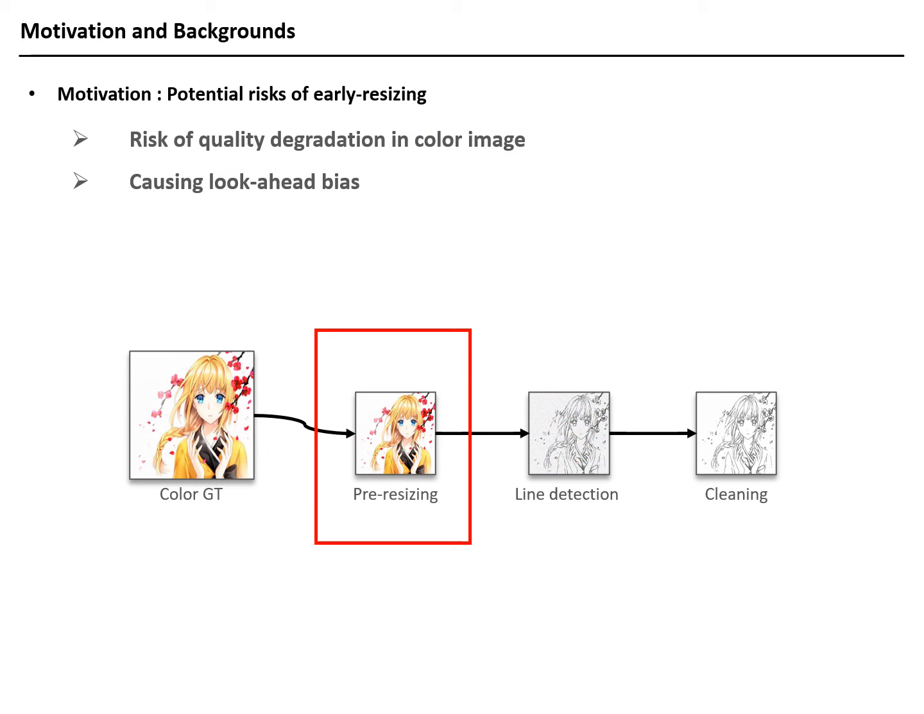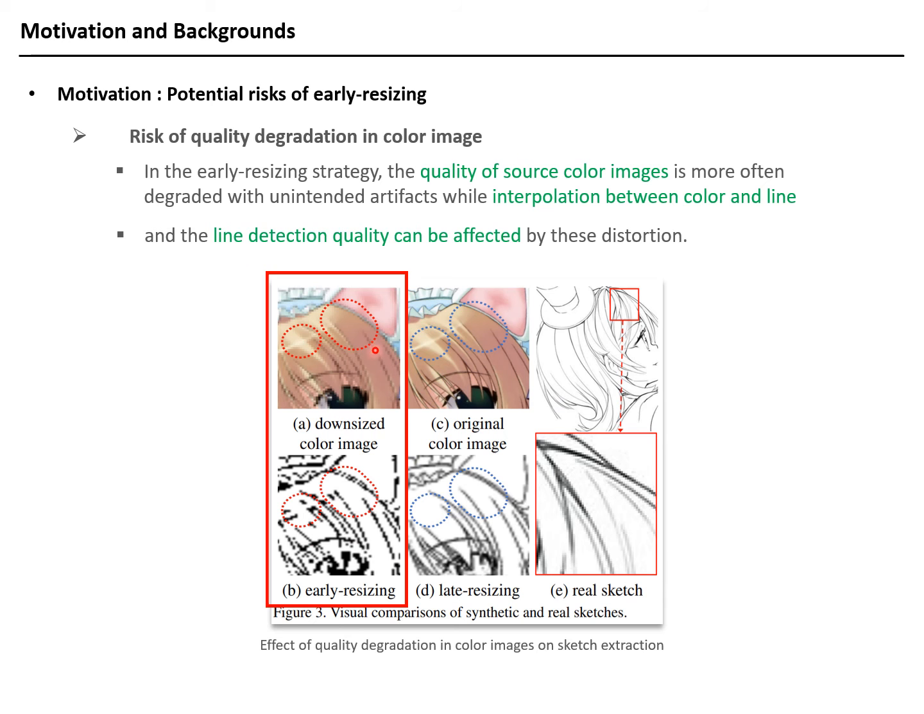In conclusion, we analyzed that there are potential risks hidden in the early resizing stage. The first one is that it can degrade the quality of the source color image, and the other one is that it can cause the so-called lookalike bias problem. In the early resizing stage, the resizing is performed by interpolating color and line segments. It can result in an aliasing problem. This distortion can deteriorate the quality of line detection results.